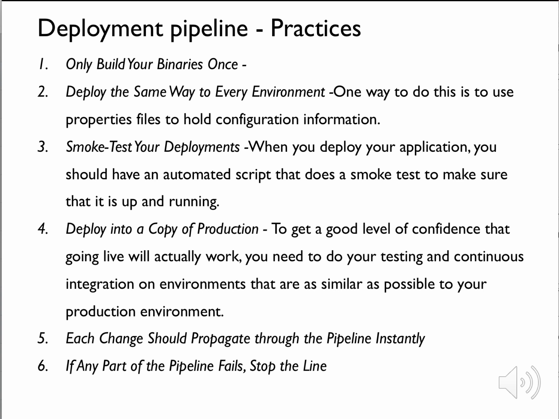And the fifth and sixth say that each change should propagate through the pipeline instantly. And the sixth is that if any part of the pipeline fails, stop the line and fix the problem. So it has to be a continuous flow. You find the problem, you fix it, and again you run the stages and again reach as far as possible.